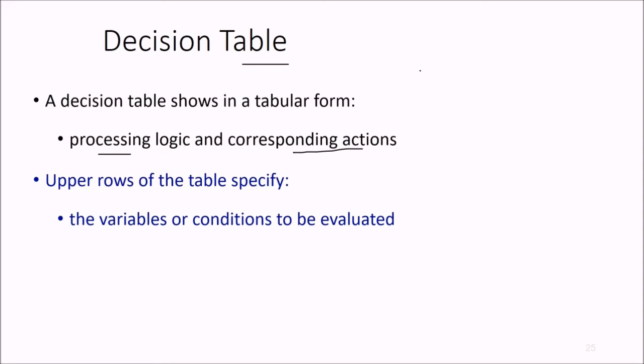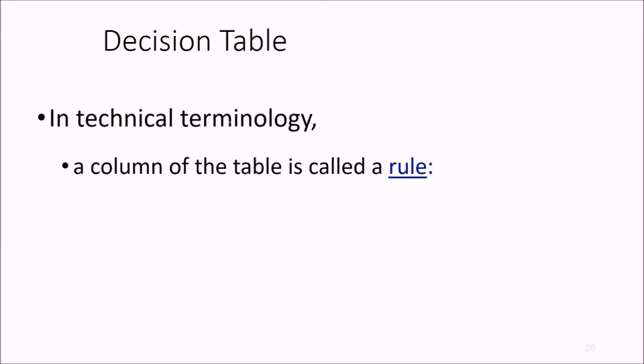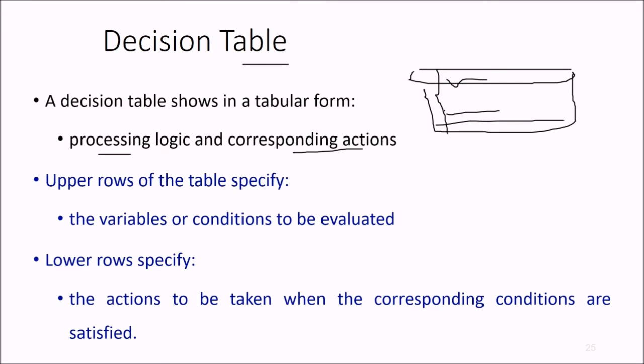The upper rows of the table specify the variables or conditions to be evaluated. The lower rows specify the actions to be taken when the corresponding conditions are satisfied. And as I said, each column of the table is called a rule. These are the columns.